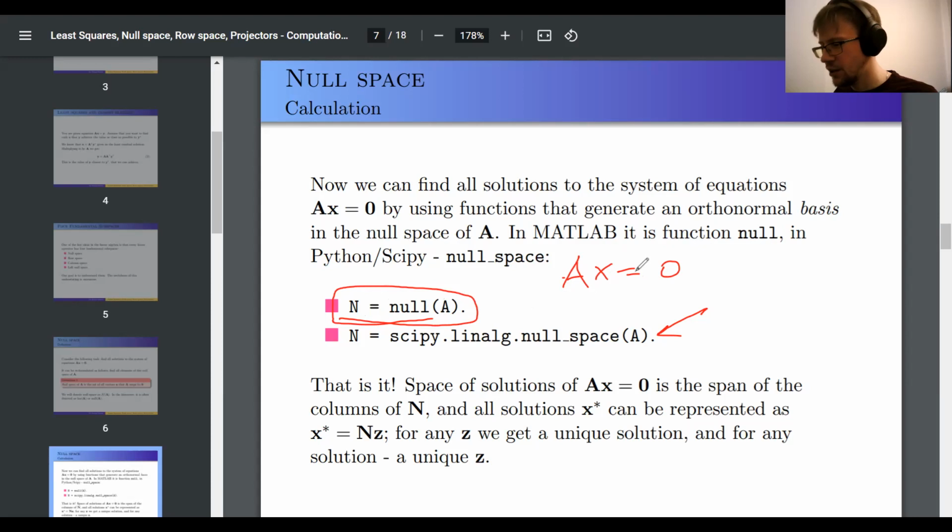What it does, it gives you this matrix N, whose columns span the space of solutions. And actually, N is orthonormal. So each column of N is a unit vector, and each column is perpendicular to all other columns. So it is an orthonormal matrix. Do you know what orthonormal is? I just gave you the definition of orthonormal, but have you encountered it before?